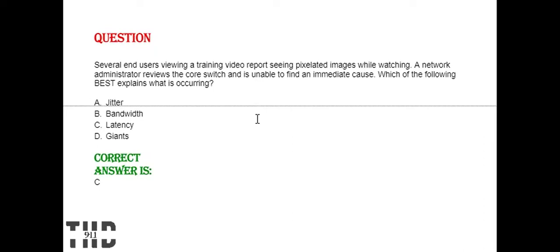Several end users viewing a training video report seeing pixelated images while watching. The network administrator reviews the core switch and is unable to find the immediate cause. Which of the following best explains what is occurring? Option A, jitter. Option B, bandwidth. Option C, latency. Option D, giants. The correct answer is option C.